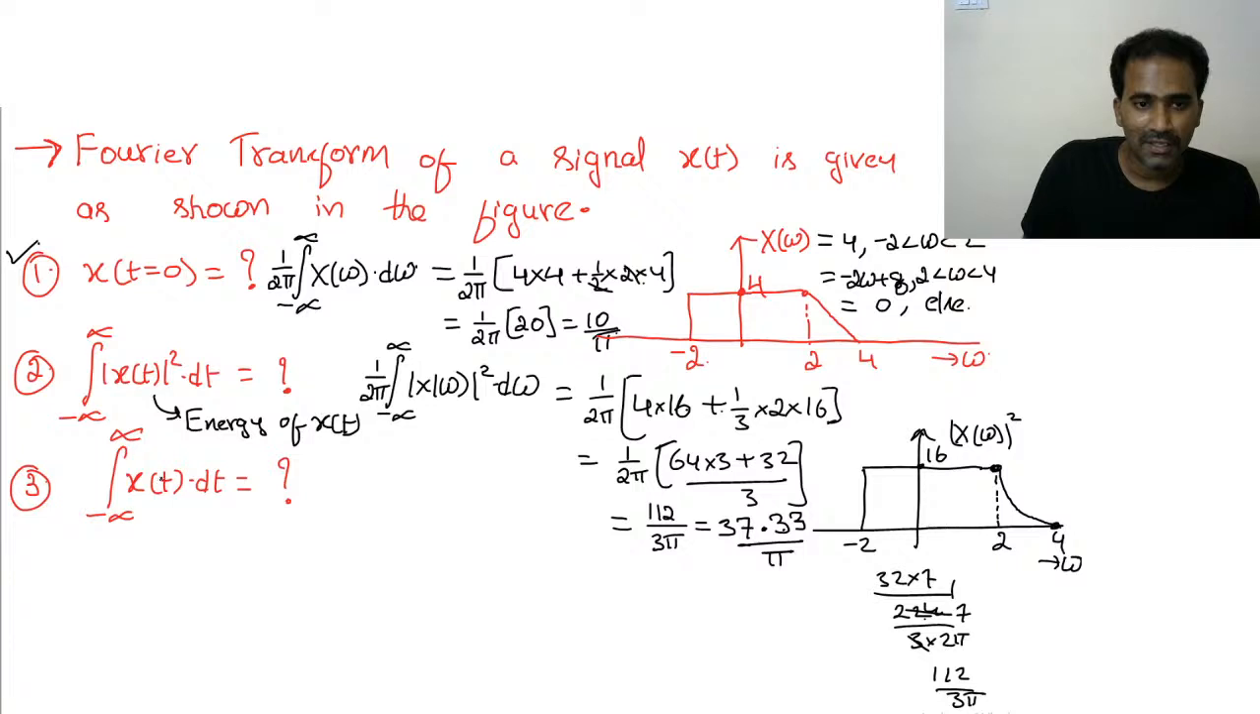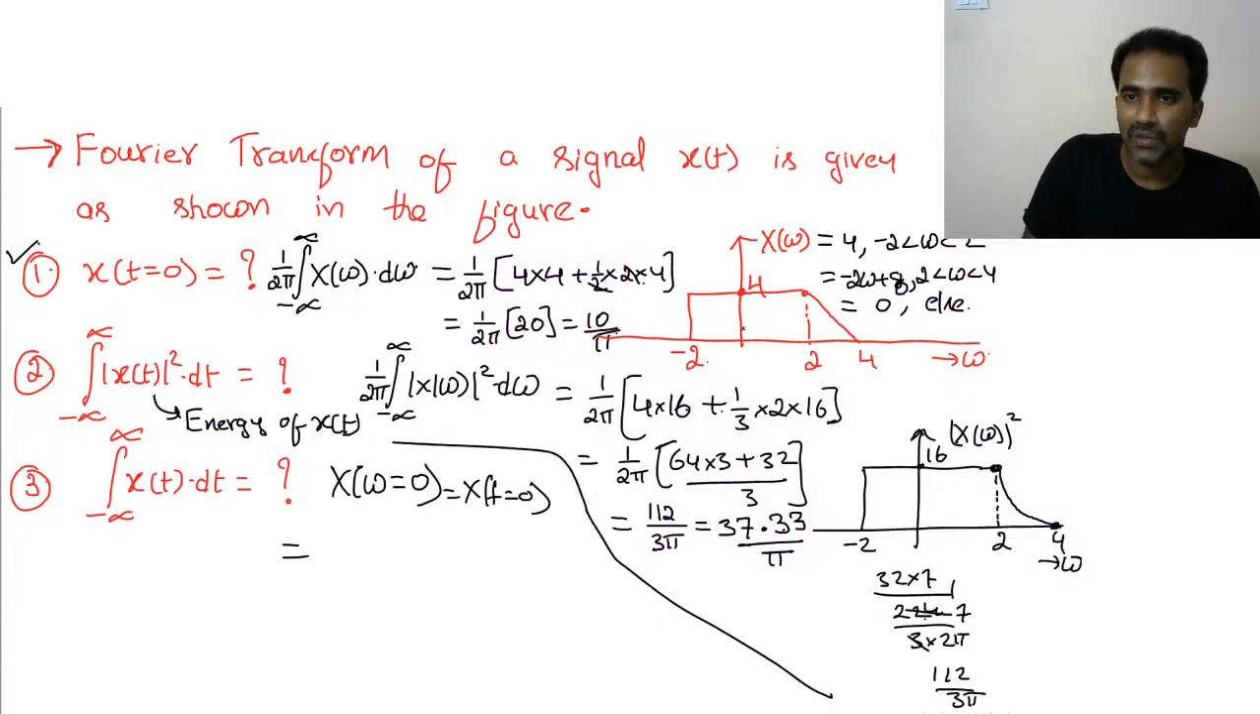See, the question which looks like it cannot be solved becomes a very easy question using the area property. So this is the same as X of omega equal to 0 or X of f equal to 0, both are exactly the same. So it's a very simple question, right? What is the value of X of omega at 0? At omega equal to 0, the value is 4 units. So the area of the signal in the time domain is just 4 units. Very simple question, right? Fine. I hope this is clear. It is clear till this point.